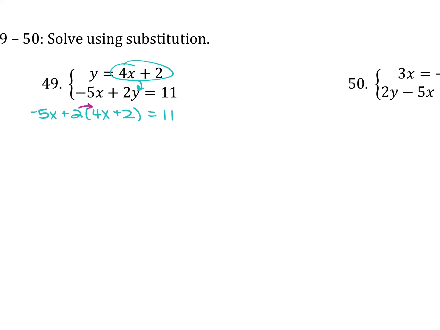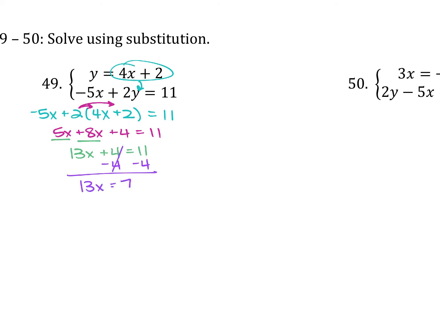We're going to distribute in that 2, so it's negative 5x plus 8x plus 4 is equal to 11. Combine your like terms with the negative 5x and the 8x, that gives you 3x plus 4 is equal to 11. You subtract your 4 from each side, you get 3x is equal to 7, and then you divide each side by the 3 to get that x is 7 over 3. You still have to solve for y though.